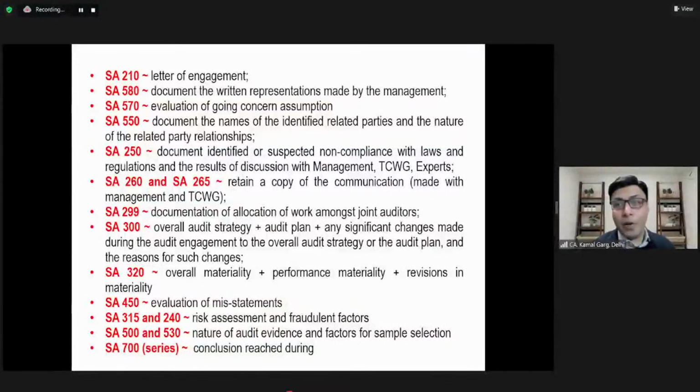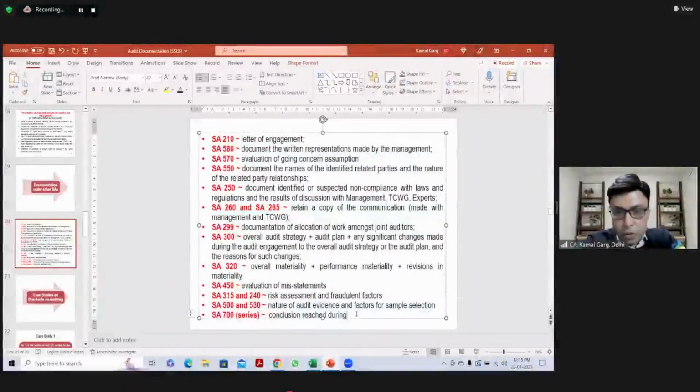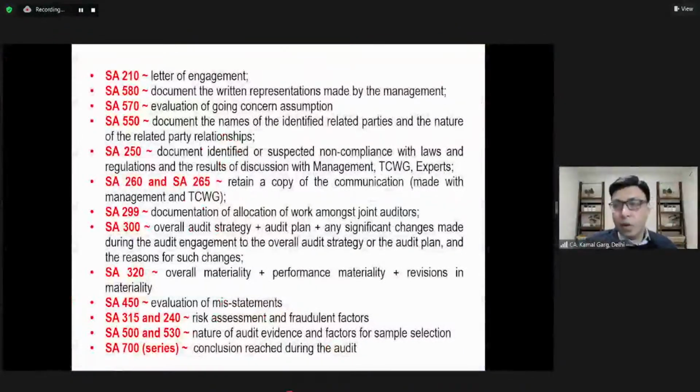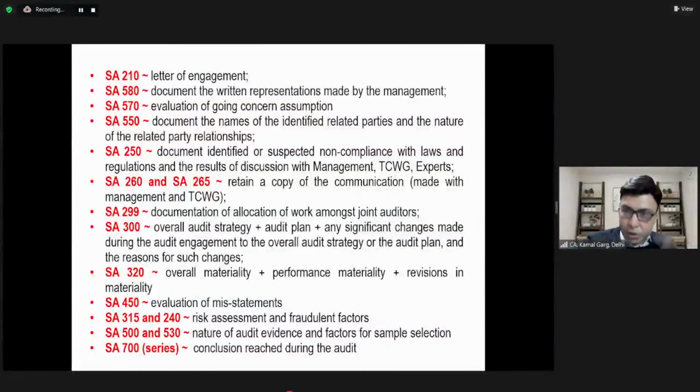Ultimately, the audit report will be furnished. Before furnishing the audit report, you arrive at a conclusion. So the SA 700 series says, whatever conclusions you are arriving at, you need to document the same. So this is a complete sentence: conclusions reached during the audit. Am I clear? So all these standards have a cross connection with the other standards.